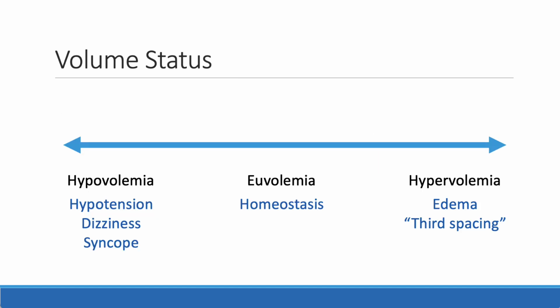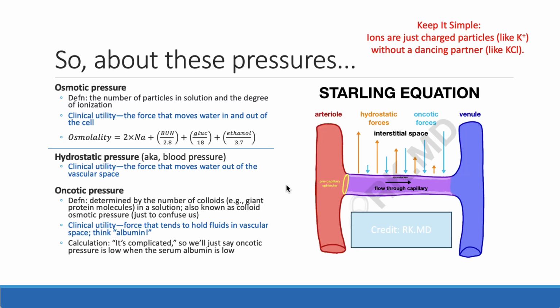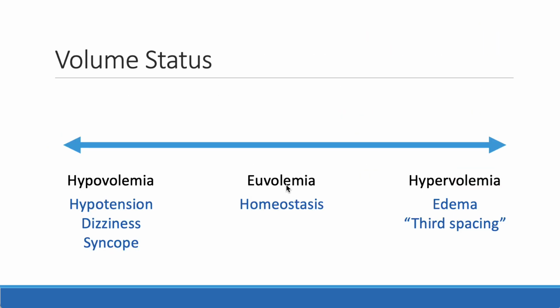All right, so volume status is on a continuum, right? Euvolemia is the homeostatic part. That's where we have just the right amount. It's Goldilocks, right? Not too little, not too much. It's just right. Then we have hypovolemia.